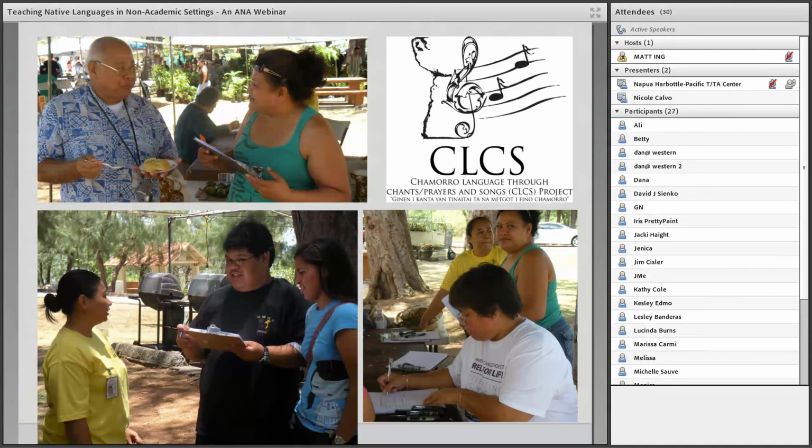And that's trying to gather the different chants and songs from our elders, or even not just the elders, because we had a lot of younger people who were writing music and lyrics to Chamorro songs and making chants. And we said, okay, we wanted to incorporate that as well. So this Chamorro Language Through Chants and Prayers and Songs project was a 3-year grant from ANA. So it happened right after we were done with the assessment grant. We applied for this one.